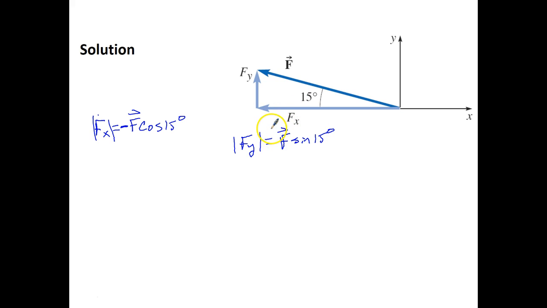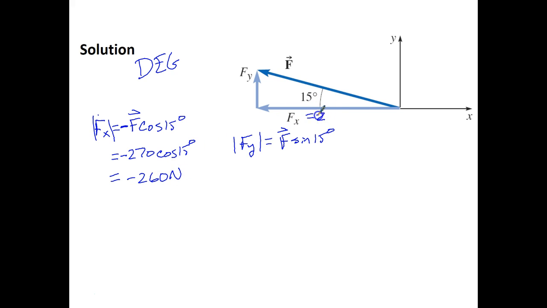So our value for the force in the x direction should be negative. Let's go ahead and plug in. So this would be negative. We know that our overall force here was 270. I'm going to take that times the cosine of 15 degrees. And you want to make sure that your calculator is in degrees and not in radians. And when we're done, we're going to end up with negative 260 newtons for this vector.